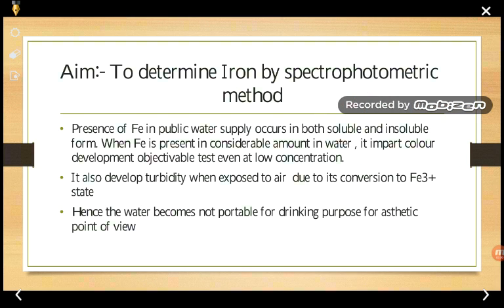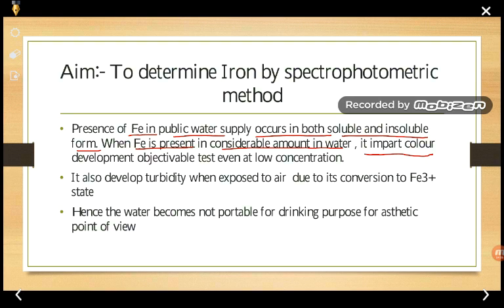Next, our main aim of the experiment is to determine iron by spectrophotometric method. The main theory behind this experiment is that iron in public water supply occurs in both soluble and insoluble forms. Iron is present in water in both soluble and insoluble forms. So when iron is present in considerable amount in water, it imparts color.